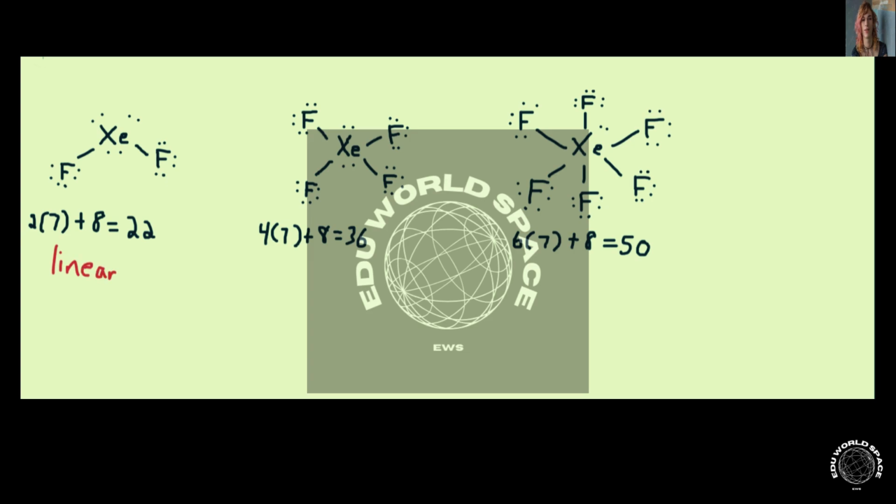Now for xenon tetrafluoride, we see 4 electron domains surrounding it. So that's going to be octahedral electron domain geometry. Now let's look at molecular geometry. So if we have 4 bonds and 2 lone pairs, this is going to be a square planar structure.